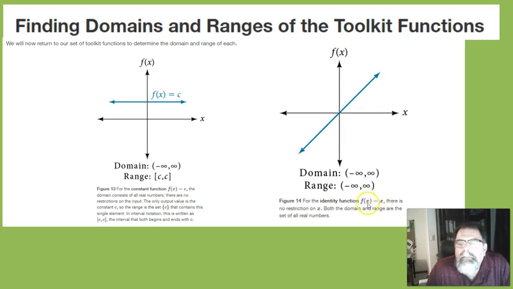Okay, y equals x, I meant. Y equals x, or f of x equals x. So the input and the output are the same. So 0, 0, 1, 1, 2, 2, and so on. And the domain is going to be all real numbers, and the range is going to be all real numbers.